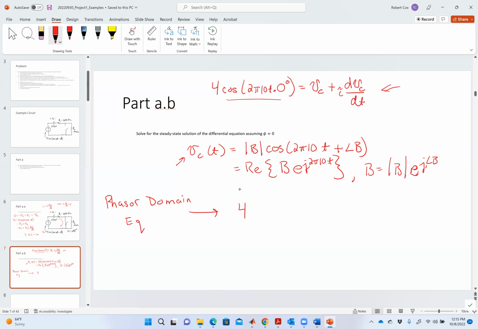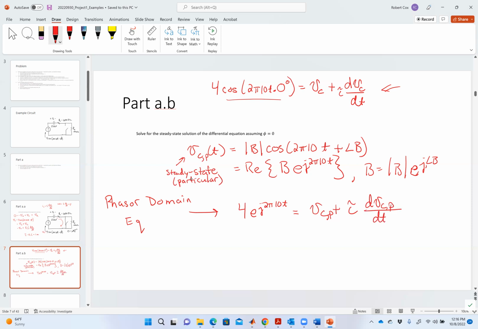minus 0 degrees. That turns into 4 e to the j 2 pi 10t, right? Because if I took the real part of that, it would turn into 4 cosine 2 pi 10t. And that's equal to v sub c plus, and maybe I should be really careful because we're talking about the steady state solution, and I've always labeled that with a p. So we'll say this is our steady state solution or particular. All right, so I'm not doing anything with the transient. Okay, so I have v sub c p plus tau times dvc p dt.